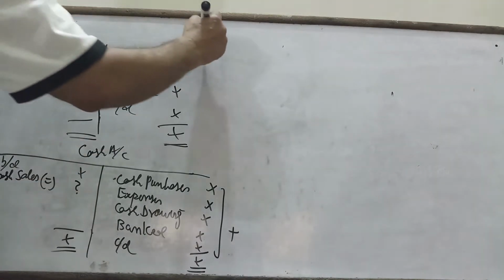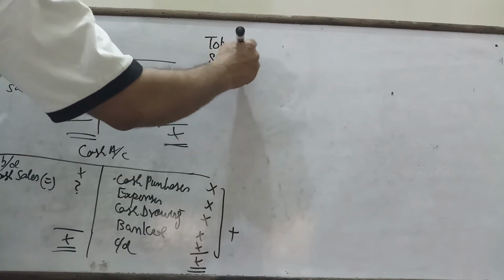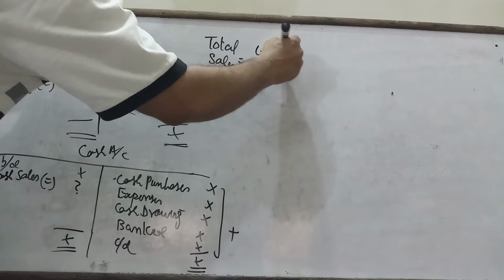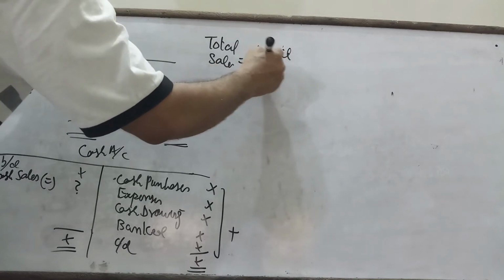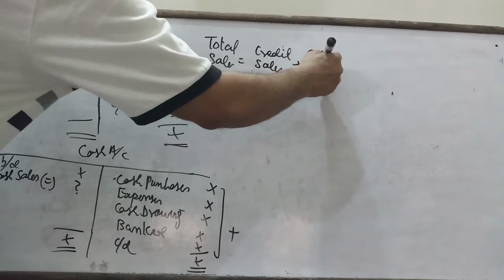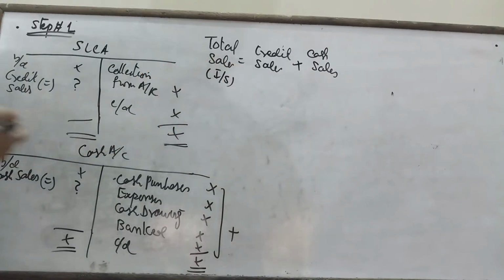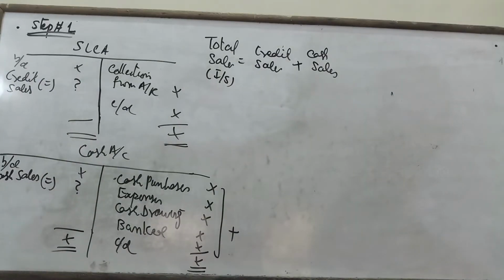Add all this. The total of this minus the opening balance of cash will give you cash sales. Then total sales, which will be transferred to the income statement, equals credit sales plus cash sales. This total sales will be transferred to the income statement. The important part of calculating cash sales is the cash account.